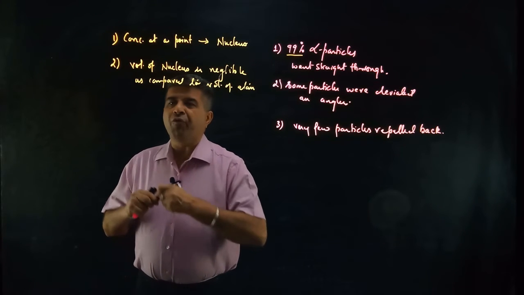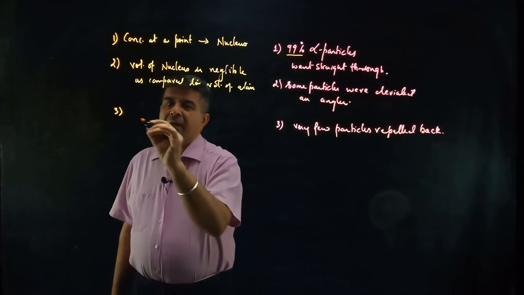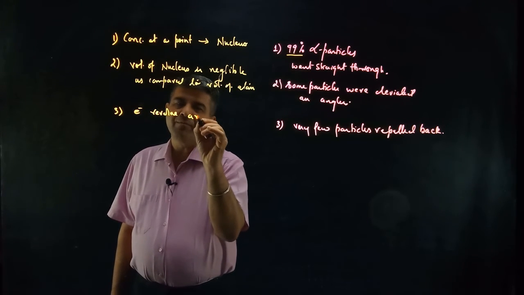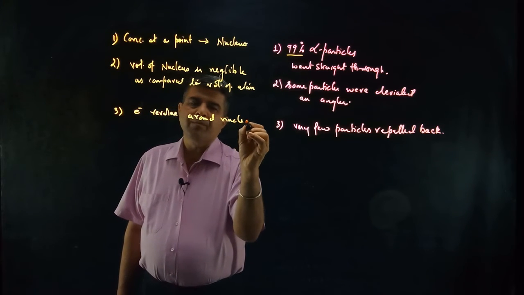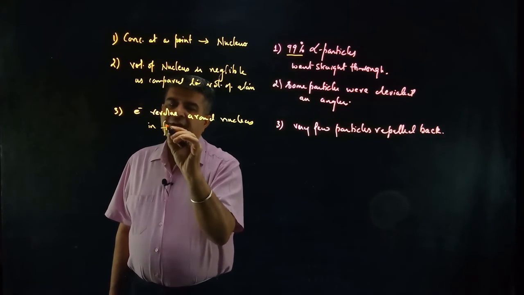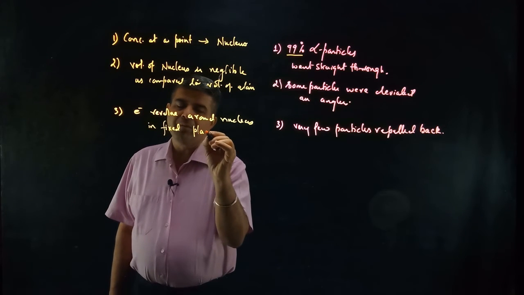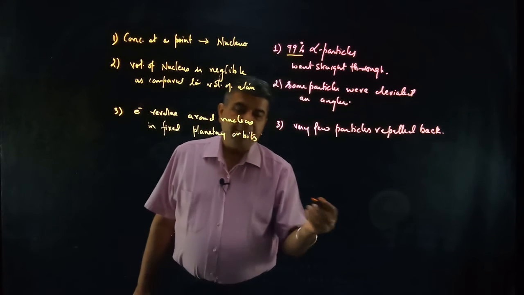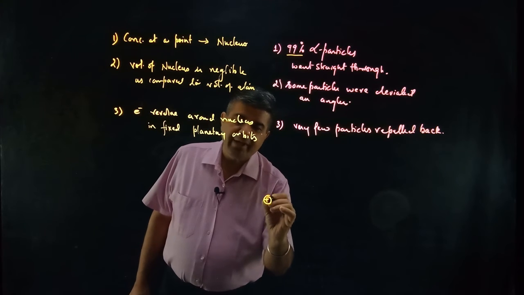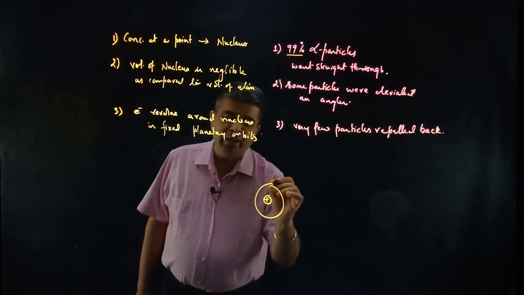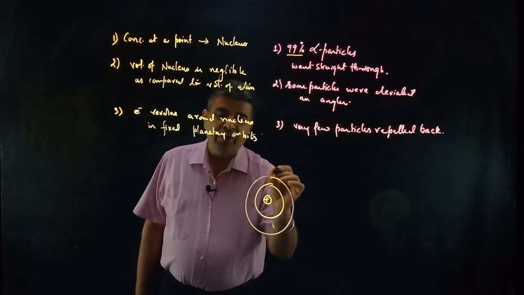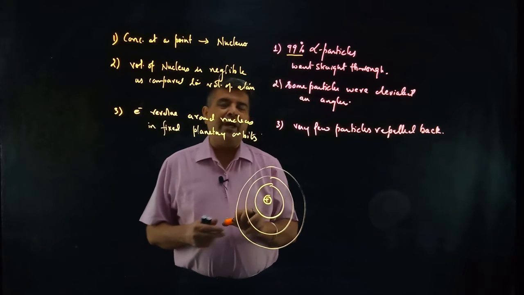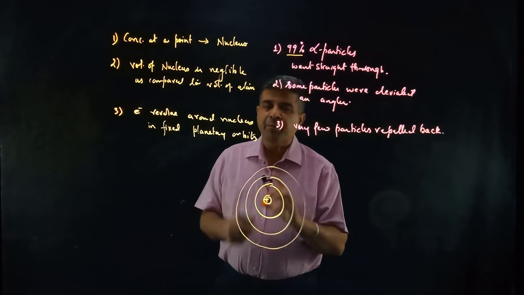Now his third conclusion was that electrons revolve around the nucleus in fixed planetary orbits. So he proposed that if this is the nucleus, then electrons are revolving around the nucleus in fixed planetary orbits. He suggested that electrons are not randomly arranged; they are revolving around the nucleus in fixed planetary orbits.